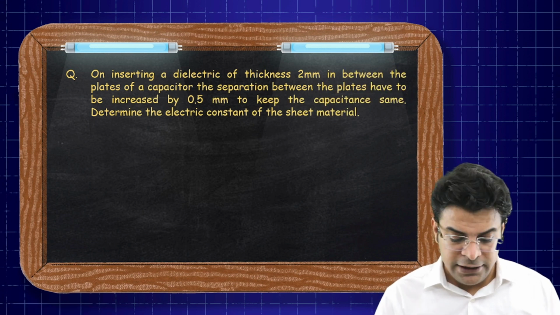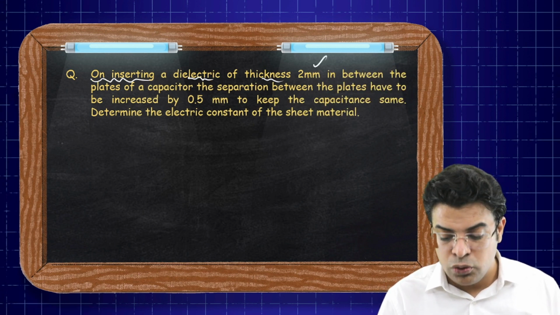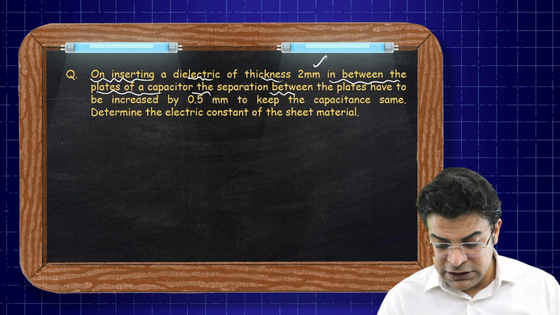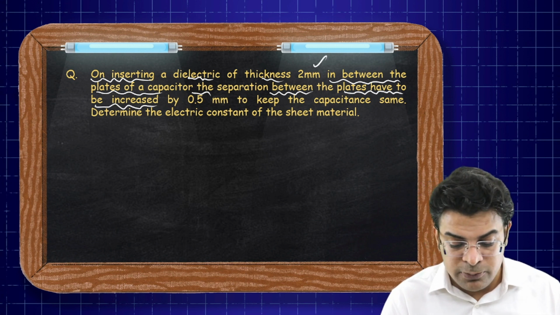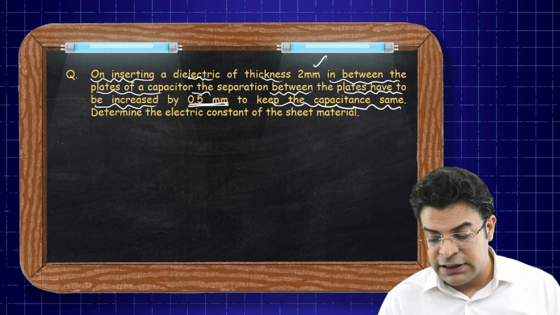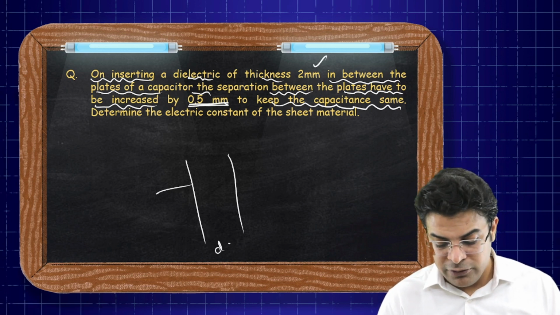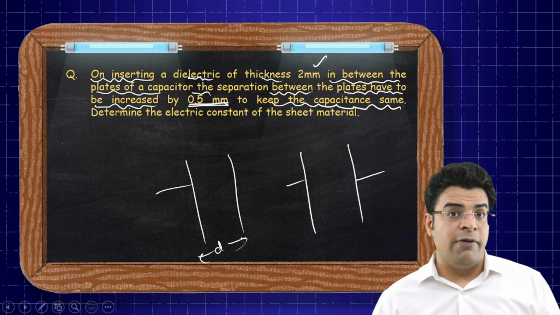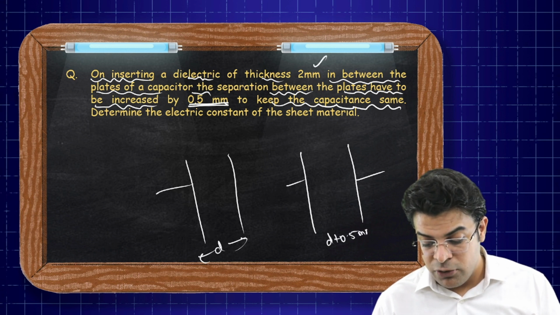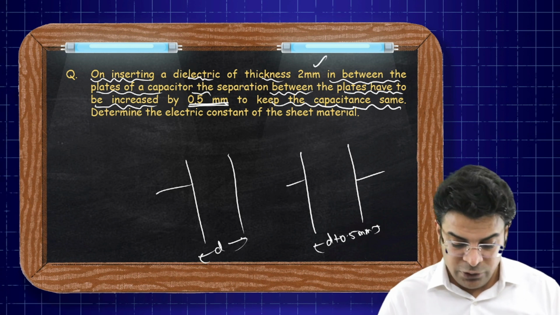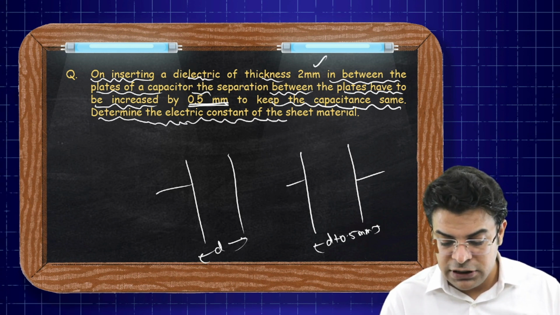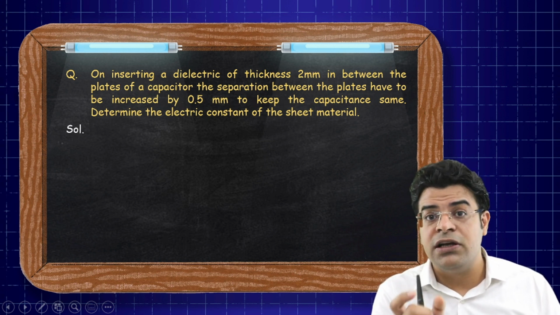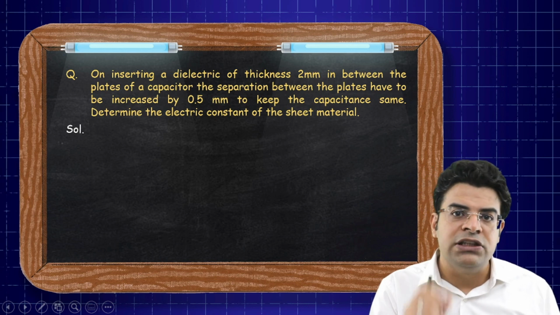The next example goes like, on inserting a dielectric of thickness 2 mm in between the plates of a capacitor, the separation between the plates has to be increased by 0.5 mm to keep the capacitance same. So if the original separation was D, after insertion of this dielectric, you have to make it D plus 0.5 mm to keep the capacitance same. Determine the dielectric constant of the sheet material.